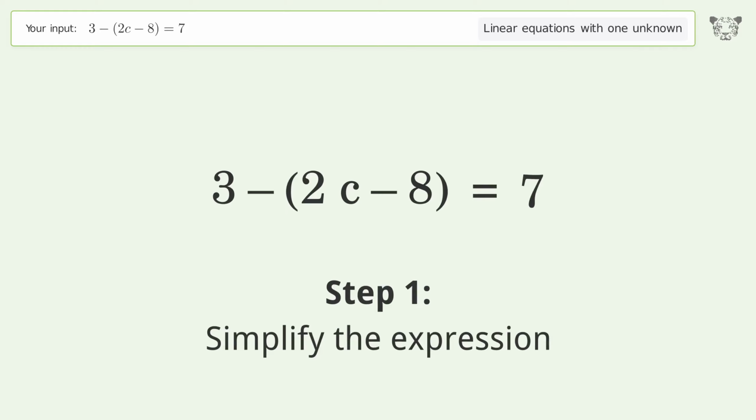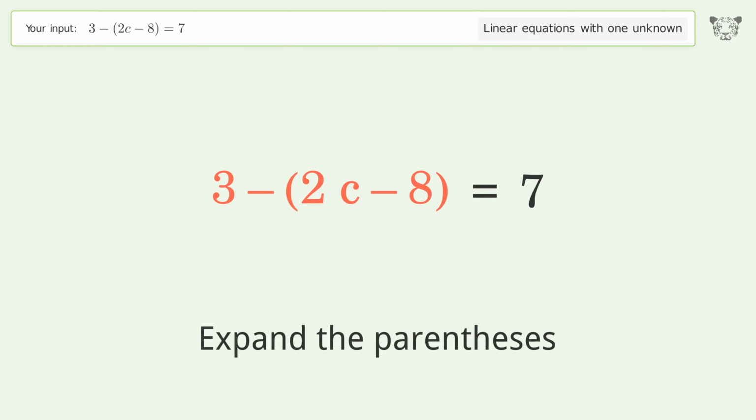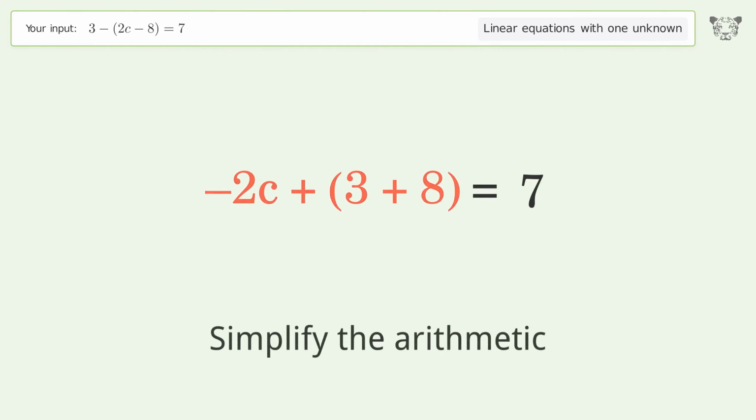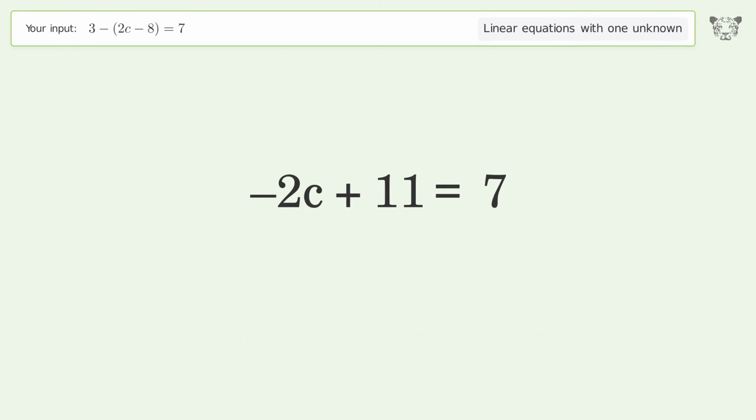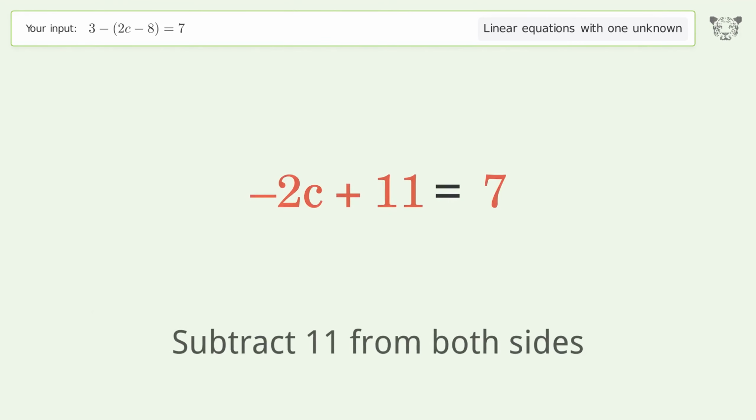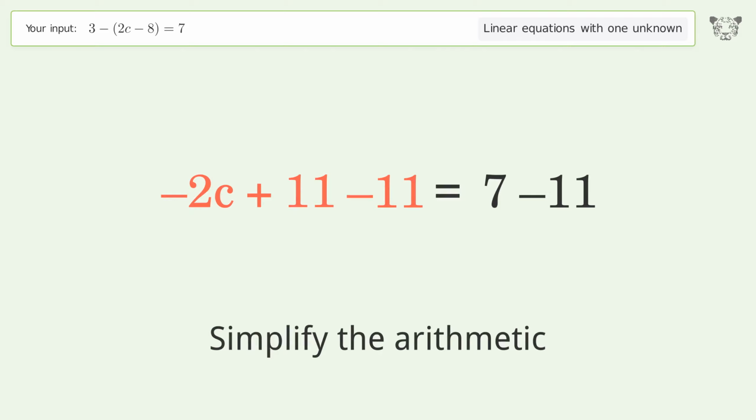Simplify the expression. Expand the parentheses. Group like terms. Simplify the arithmetic. Group all constants on the right side of the equation. Subtract 11 from both sides. Simplify the arithmetic.